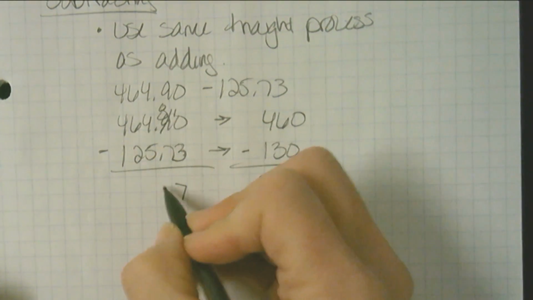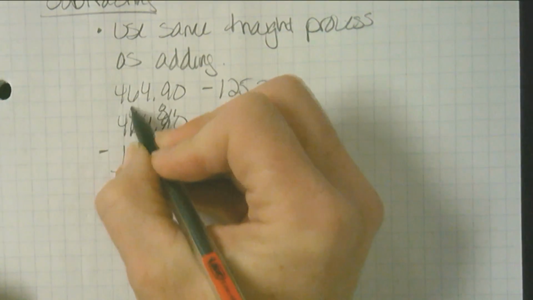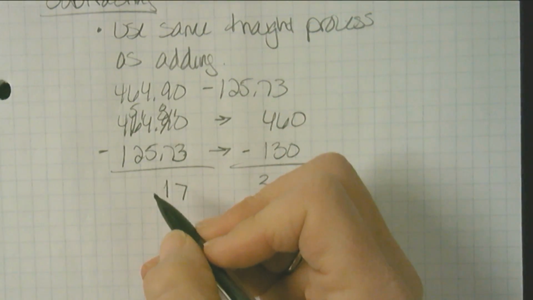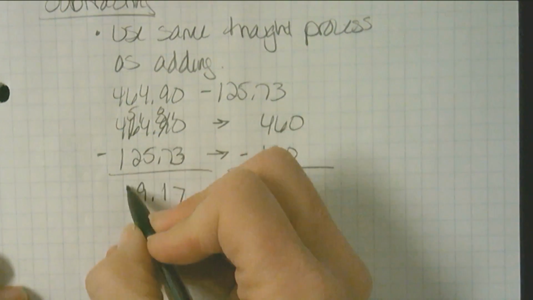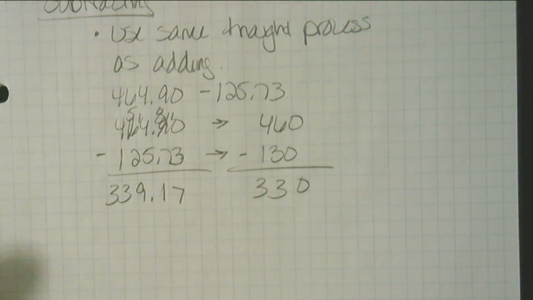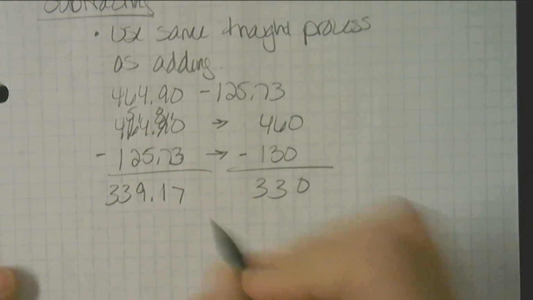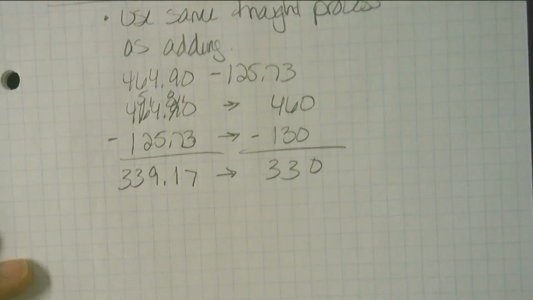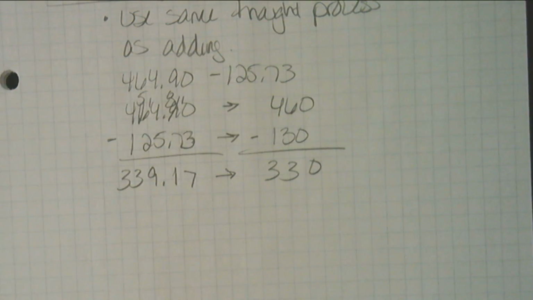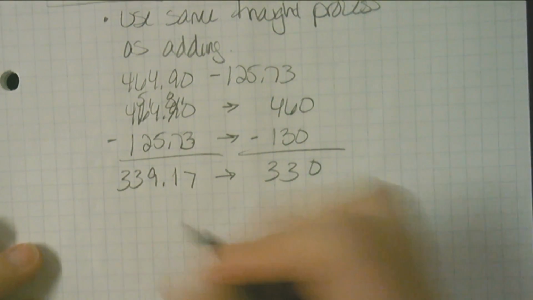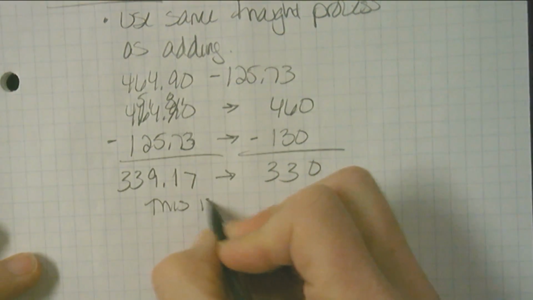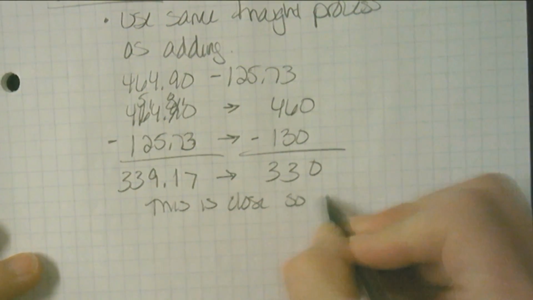I got 339.17. Do you guys think that's reasonable? I mean, it's close. It's not as close as the adding, is it? All right, but I think we have to be okay with this. I would say this is close. So reasonable.